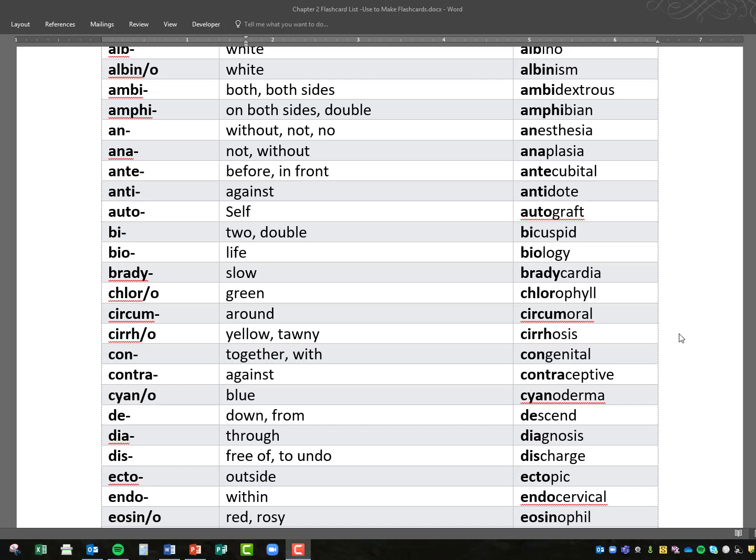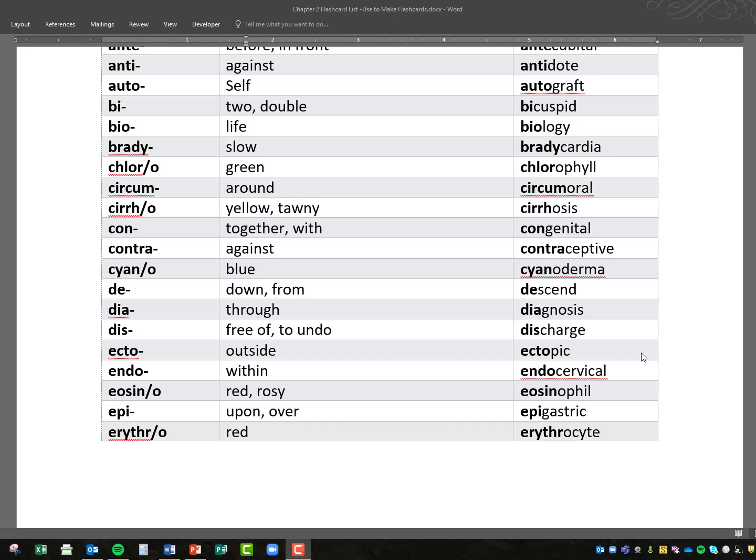Con, that's together with. Congenital means they were born with it. All right. Contra, contraceptive, against, right? Or against conception. Cyano, blue. You'll see that one.